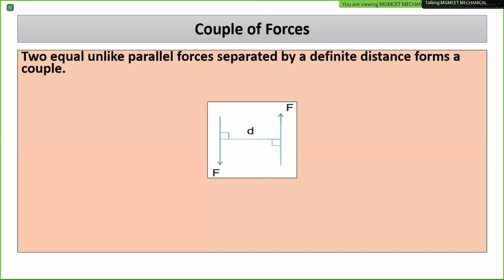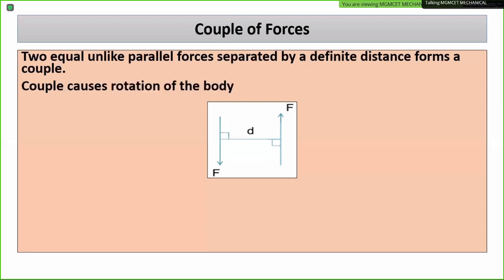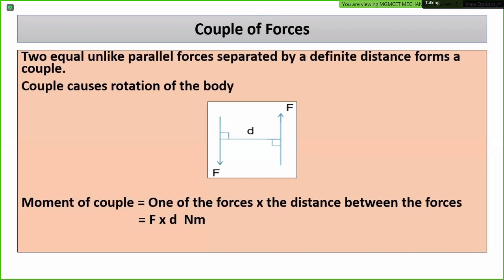Whenever such a situation is there in the given numerical, you can reduce this into a couple system. A couple may be clockwise or anti-clockwise. And how do we reduce it? A couple causes the rotation of the body. Moment of a couple is equal to the product of one of the forces and the distance between the forces. So definitely we can say F into D, because both have the same magnitude, F and F. So the effect is the moment of the couple. Why do we say moment? Moment is the measure of rotation.